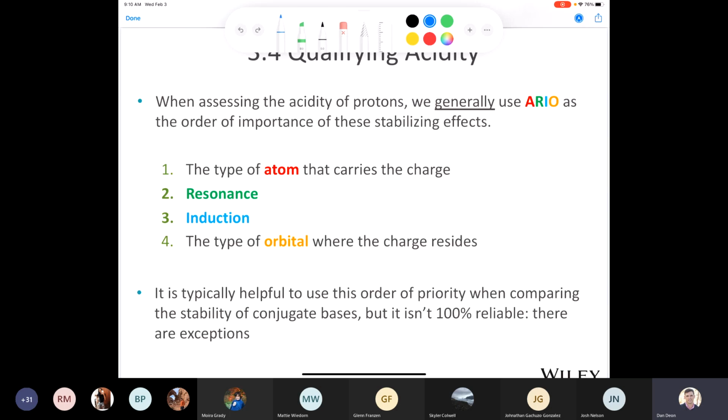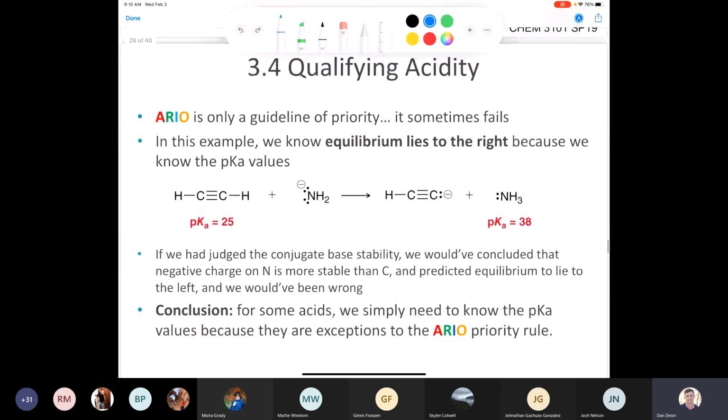Now, let me show you an example where ARIO doesn't work. And this is a very specific example. I know you all read the textbook before coming to class. One of the best textbooks in the world, right? But this is a really specific example, and it will come up a couple times in the class. So you should know this example that's on this slide, and it's this one right here, okay?